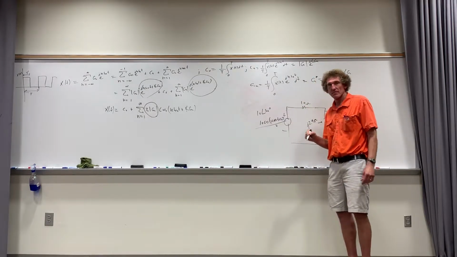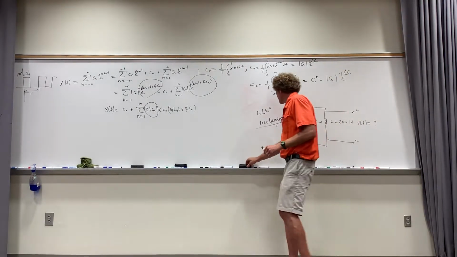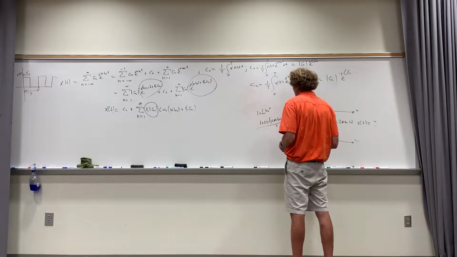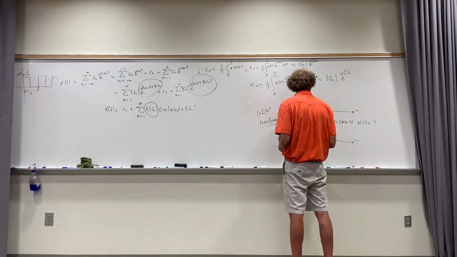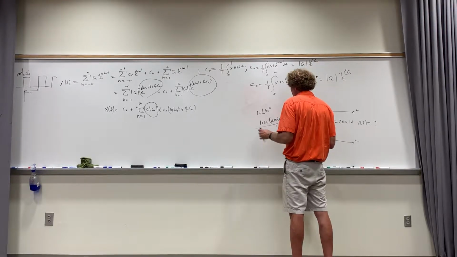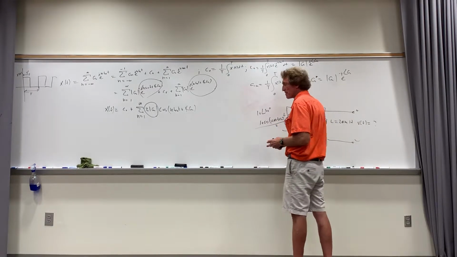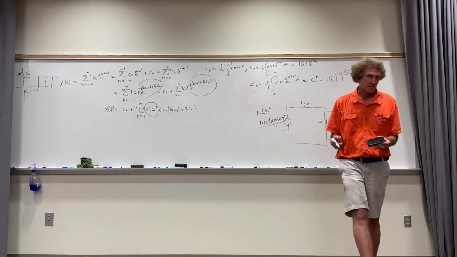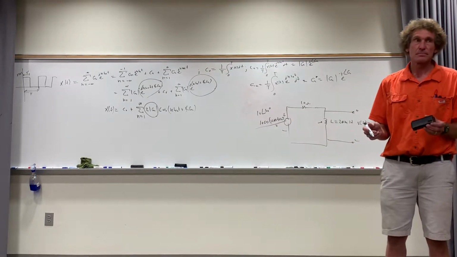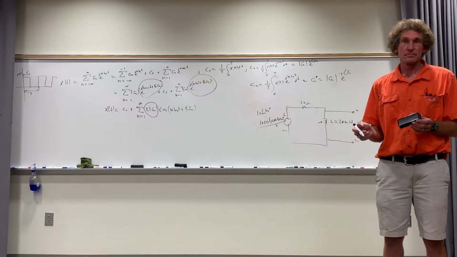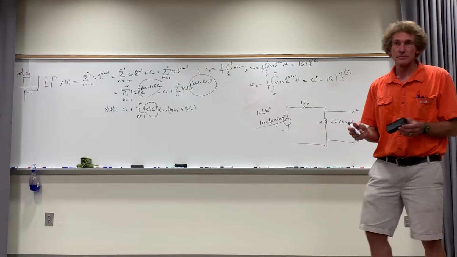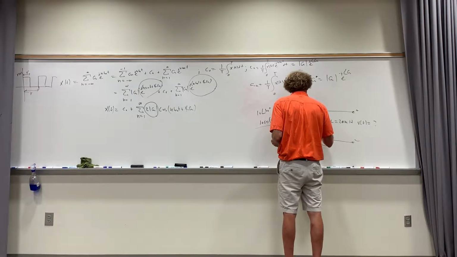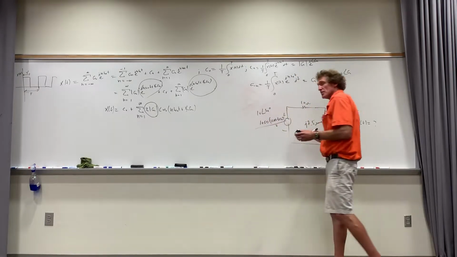Can somebody do that for me? Take 120 pi and multiply it by 20 millihenries. I want to do this problem, so hopefully this will stick with you. 120 pi times 20 milli gives 7.54. Okay, so this is j 7.5 ohms, right? Do you agree with me?